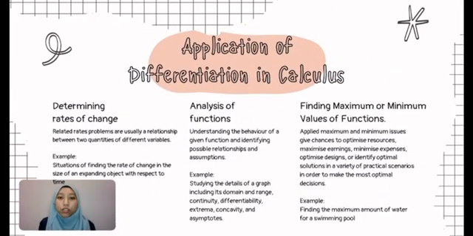We have also been learning how and when to use differentiation in calculus. One of them is when determining rates of change. Related rates problems are usually a relationship between two quantities of different variables. For example, a situation of finding the rate of change in the size of an expanding object with respect to time.